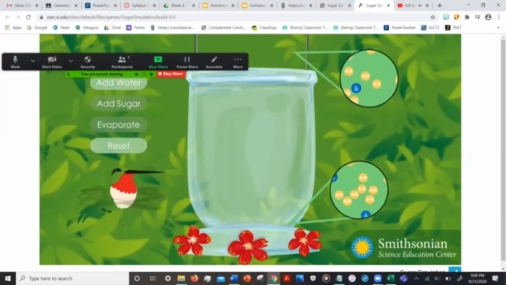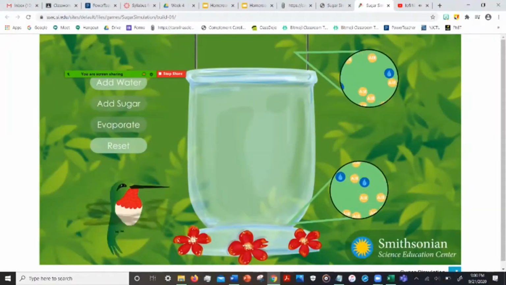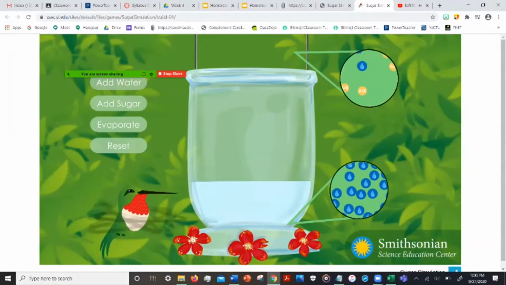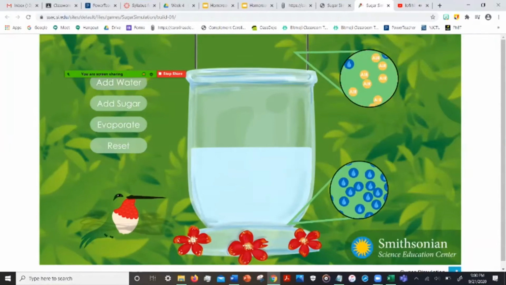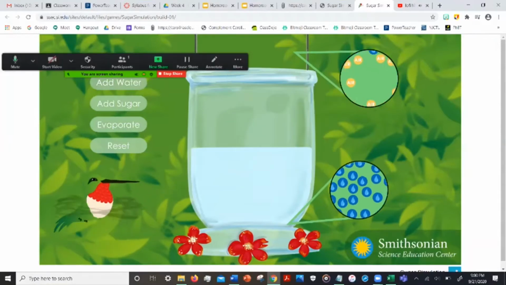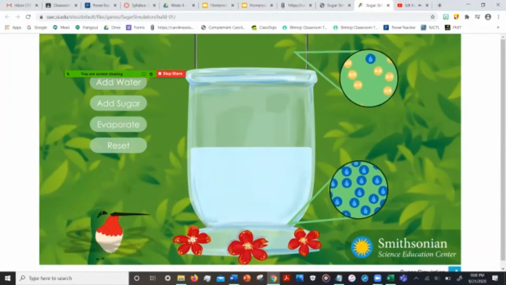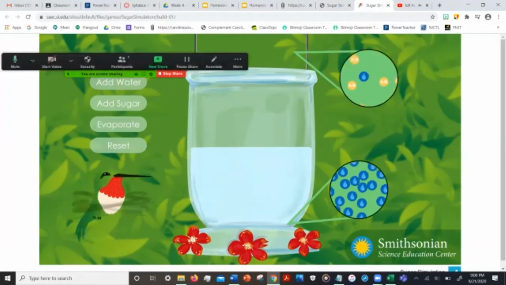Let's begin by adding water. Mr. Marambo is adding 1 drop of water, 2, 3, 4. Now let's stop at 5 drops of water. Observe what type of particles is in the material.